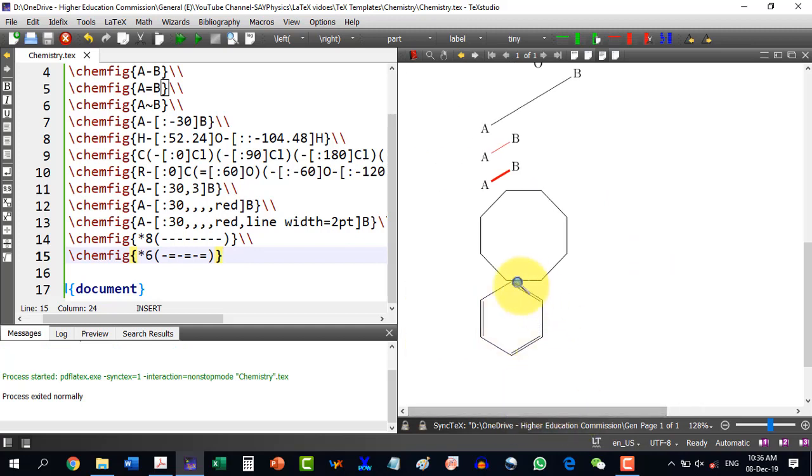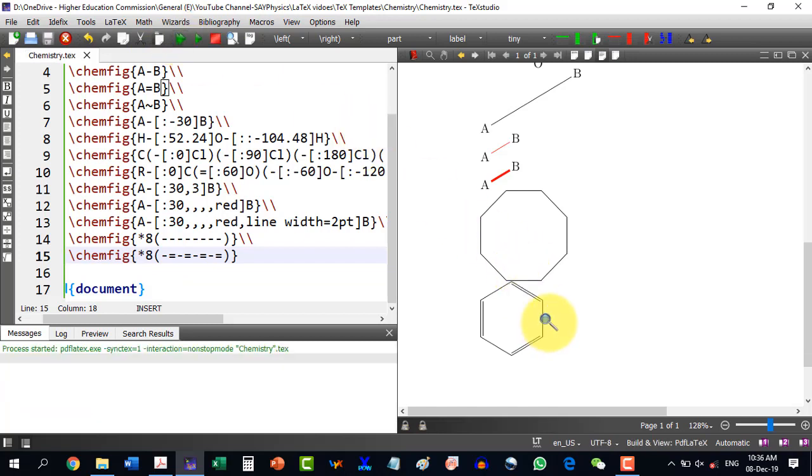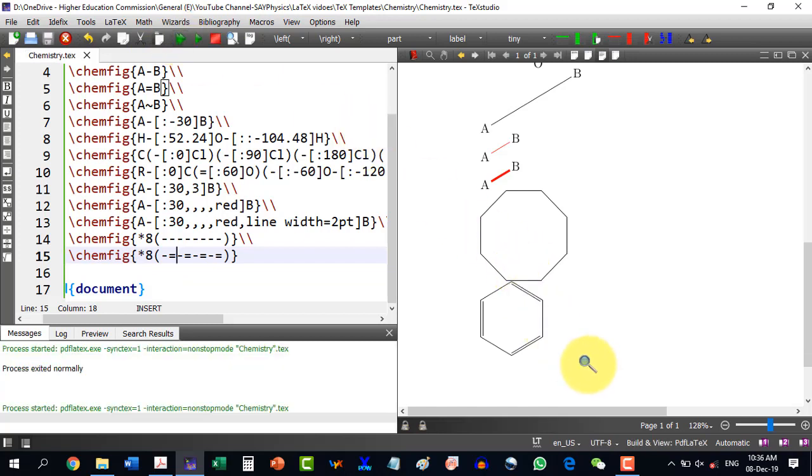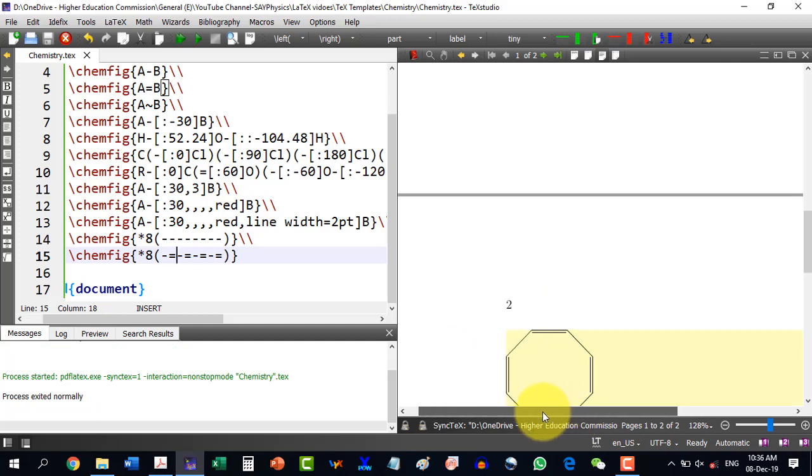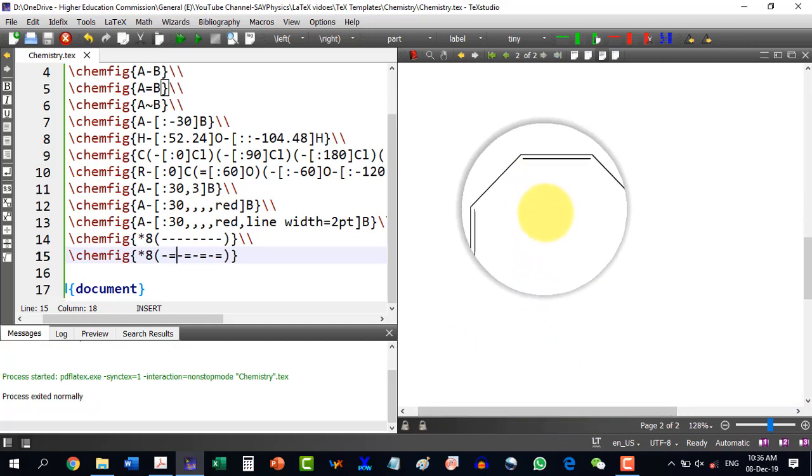Now if I want to make it 8 sides, then I write 8 here, and then single, and then double, and then single, and so on. So I build this, and it will be now 8 sides with alternate double bonds.